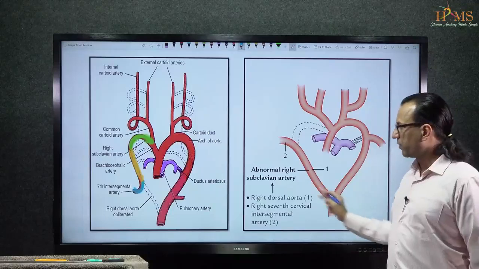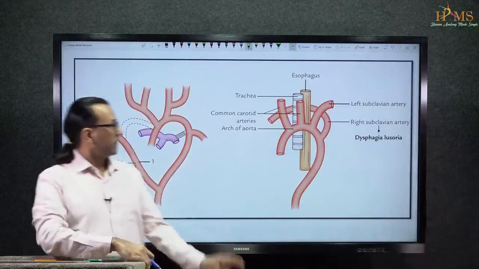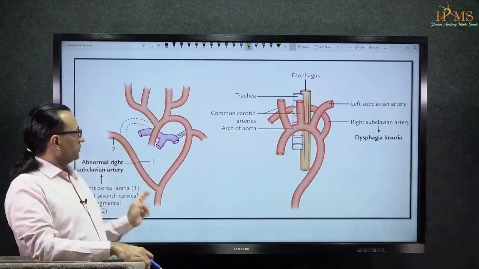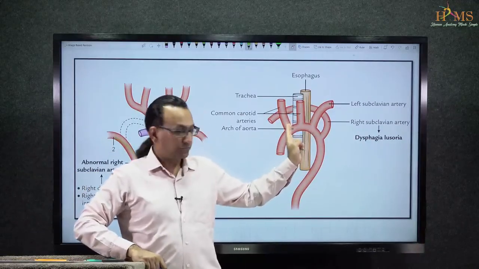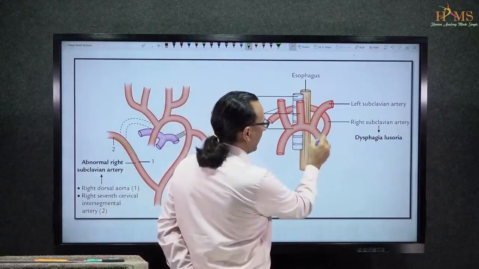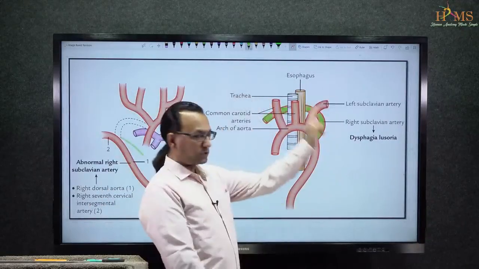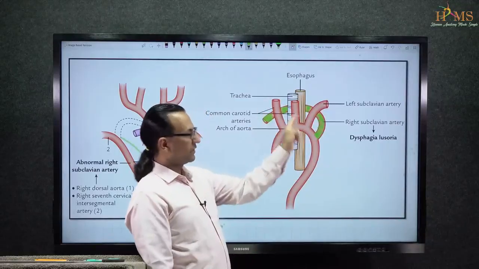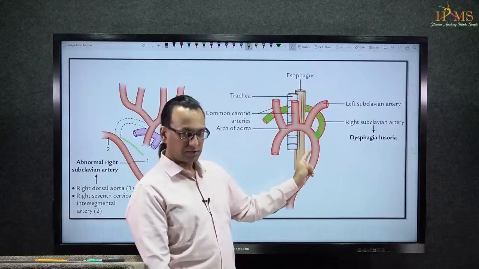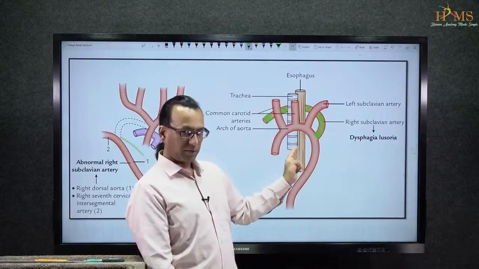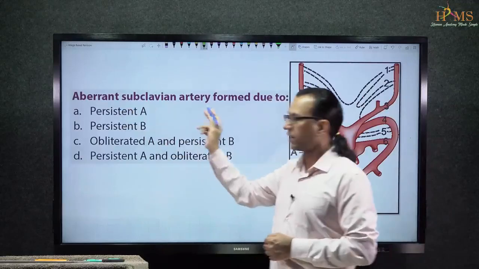Now this kind of abnormal subclavian artery is a problem, as it would be actually going around the visceral tube like the trachea and the esophagus. And if we are talking about this right-sided subclavian artery going dorsal to the trachea and esophagus, it can cause dysphagia lusoria or difficulty in swallowing as such. Aberrant right-sided subclavian artery.